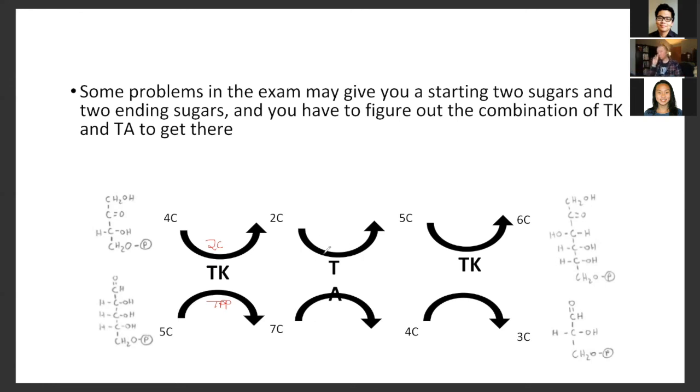And then transaldolase transfers 3. So then the 3 comes from the 7. That's why the 2 becomes a 5. And then if we get rid of 3 from here, we get a 4.